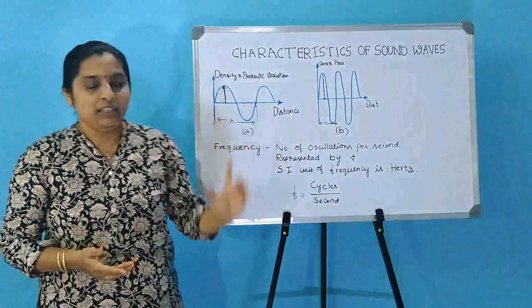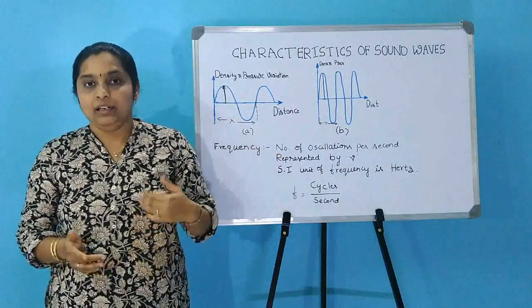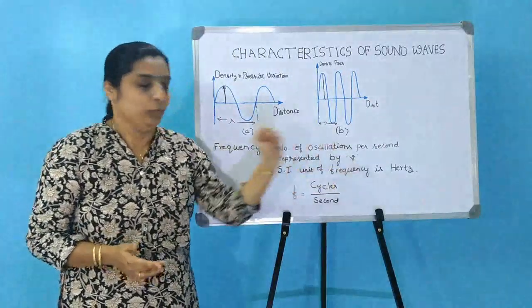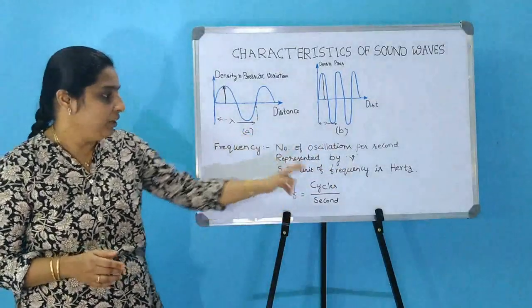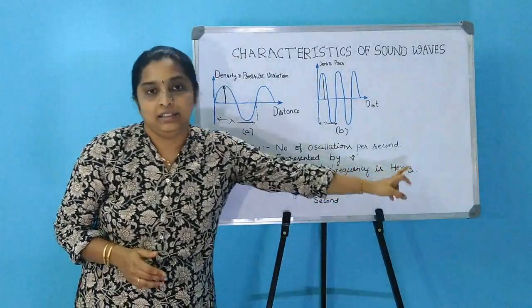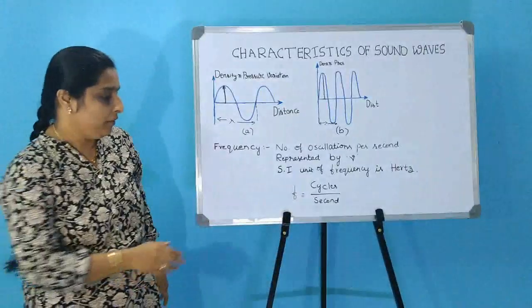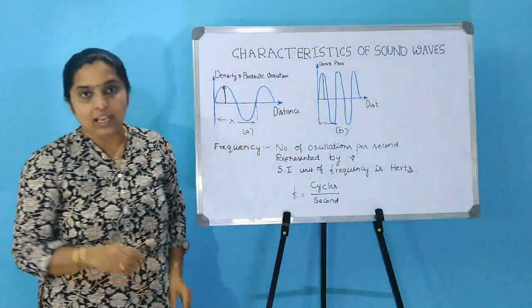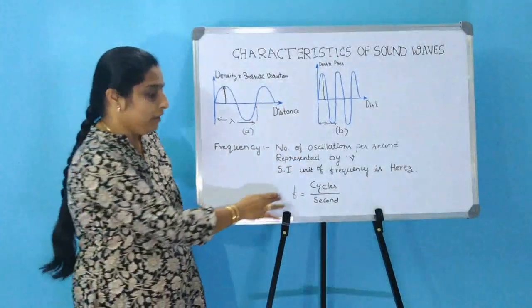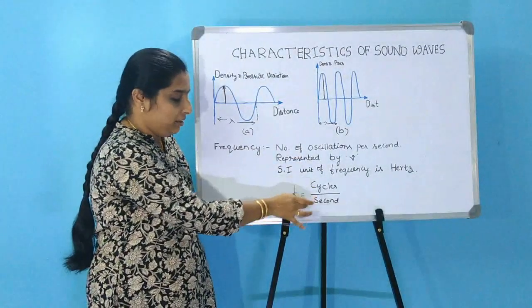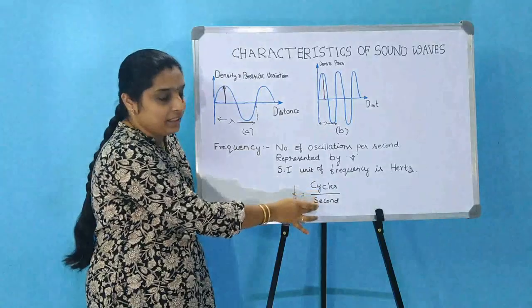And frequency is again represented by the Greek letter nu. And the SI unit of frequency is hertz. So frequency, for simplicity, I have represented by F. Frequency is also known as cycles per second.